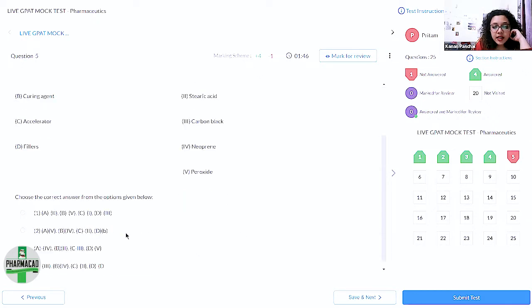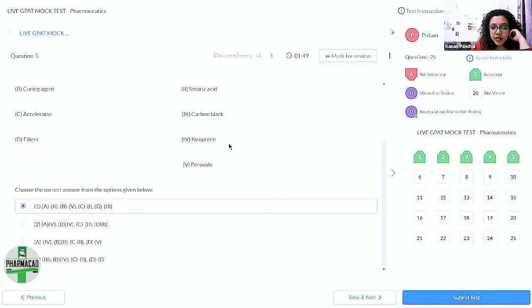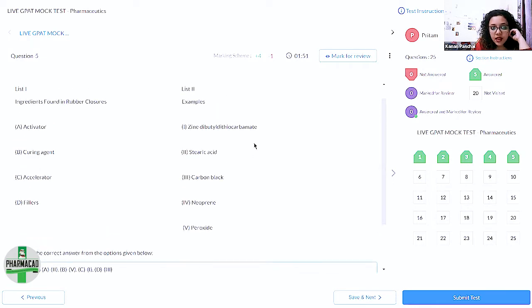So option A is the right answer. Samir, you need to study. Activator. Activator में तुम्हारा stearic acid, zinc oxide आता है. Curing agent को दूसरा नाम क्या है? Vulcanizing agent, जिसमें sulfur आता है. Then you have your peroxide. Sulfur is more widely used.